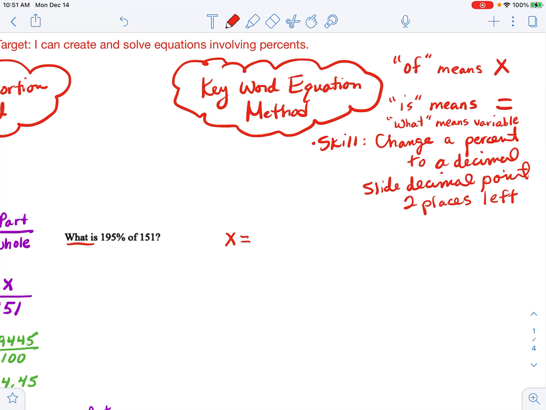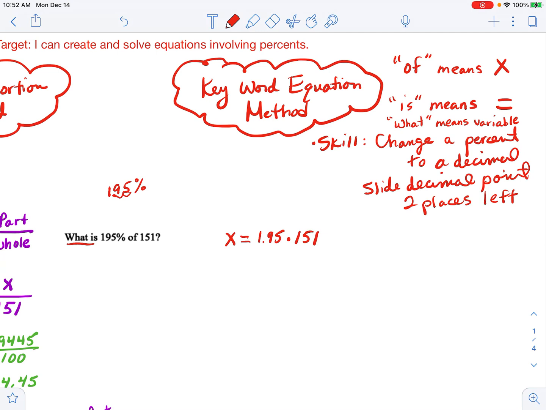195%. So this is where we're going to change our percent to a decimal. 195%. The decimal point is at the end, so we're going to move it 2 places to the left, and we get 1.95. So what is 1.95 of, remember, of means times 151. So we're going to keep the 151 as 151.